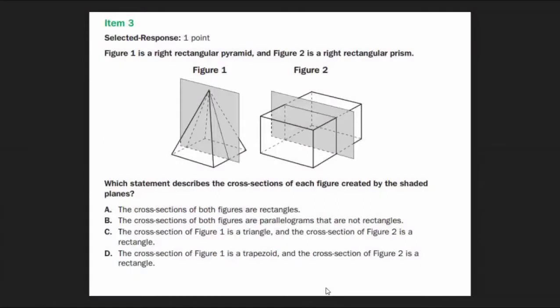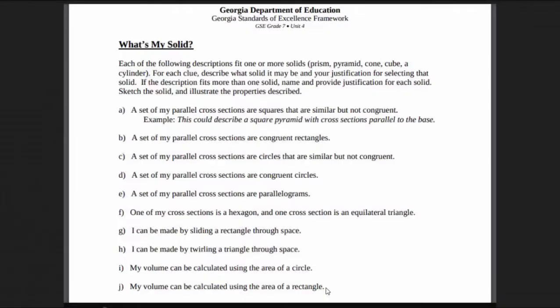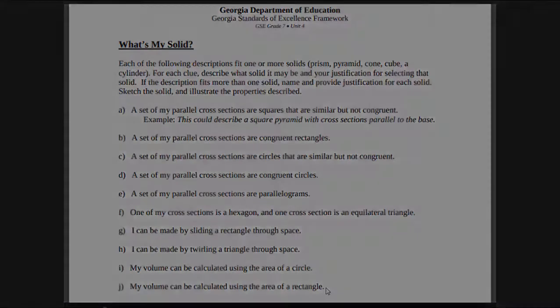As students progress through this standard, they should view images such as this one and identify and describe the resulting cross-section. Some students may find it useful to recreate the three-dimensional figure themselves and draw the plane which creates the cross-section. In the task What's My Solid from Grade 7, Unit 4, Georgia Department of Education Mathematics Frameworks, students visualize described cross-sections and use their visualizations and logical reasoning to determine which three-dimensional figure or figures the cross-section relates to.